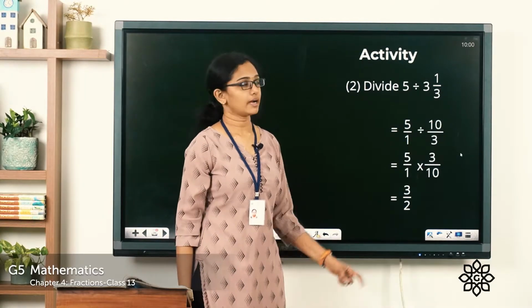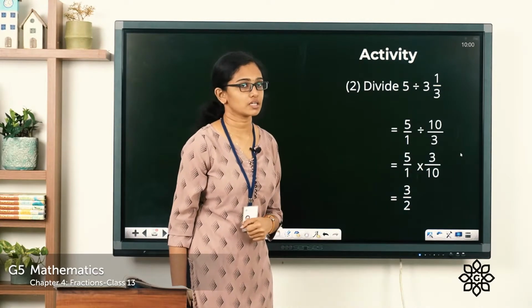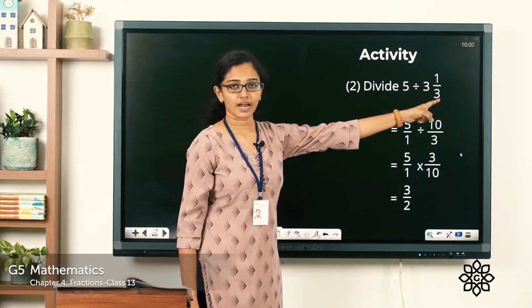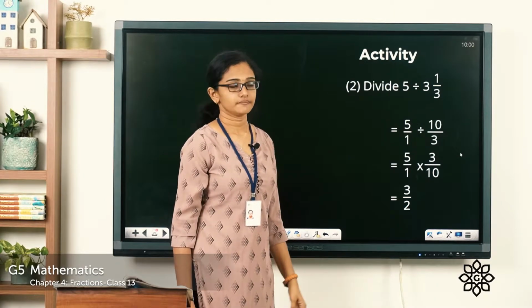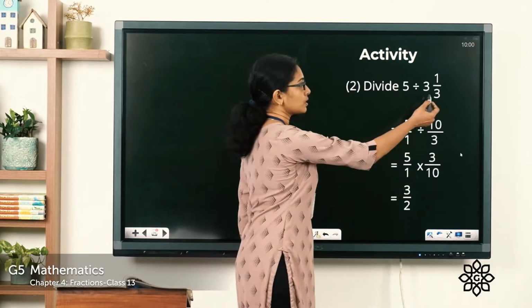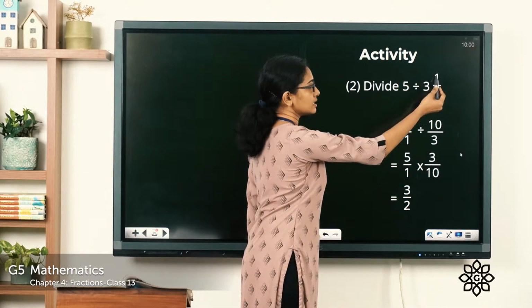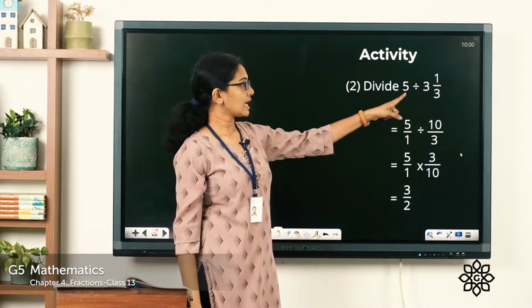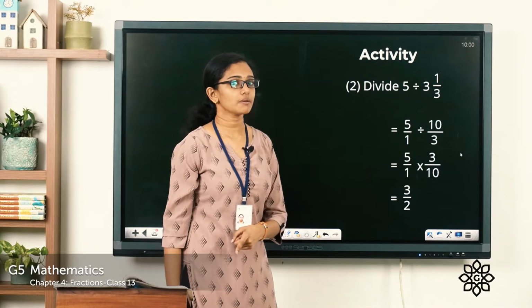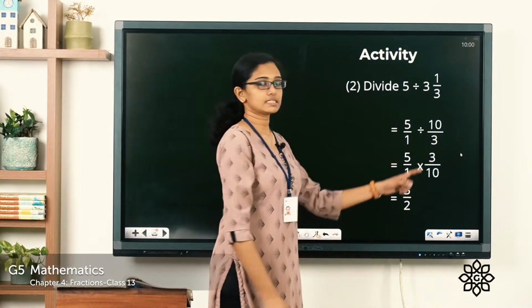Divide 5 by 3 1 by 3. So you have a whole number divided by a mixed fraction. How do you divide a whole number by a mixed fraction? First you convert the mixed fraction into an improper fraction. Then you proceed with the division. What is the improper fraction corresponding to 3 1 by 3? 3 into 3, 9, plus 1, 10, so 10 by 3. Here we have also written the whole number as a fraction with denominator 1. It will not make any difference to the value. So here it is 5 by 1 divided by 10 by 3.